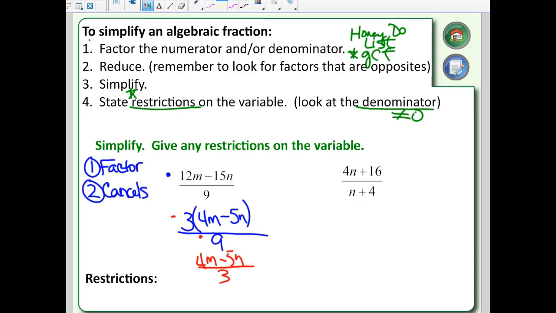There's no restriction. We're going to find out that restrictions only occur when I have a variable in the denominator. So no restriction on equation number 1. Now, let's look at fraction number 2.